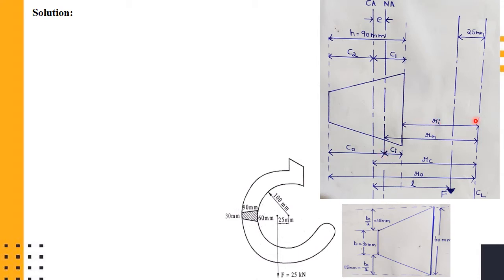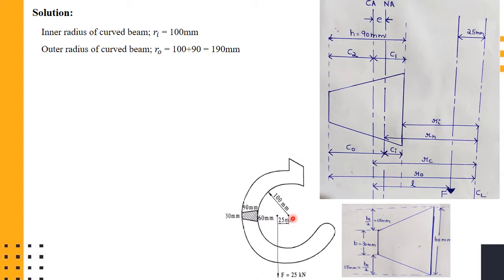Next we'll consider the radius Ri. Ri is nothing but the radius with respect to the center of curvature of the inner surface. Radius of the inner surface is given as Ri, as it is given in the figure. So from the center of curvature to the inner surface is nothing but 100 mm. And next is R0.